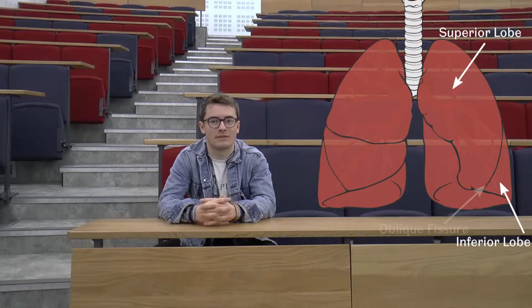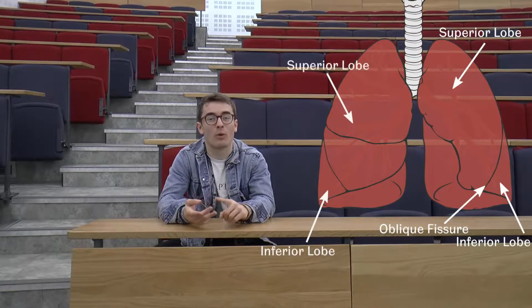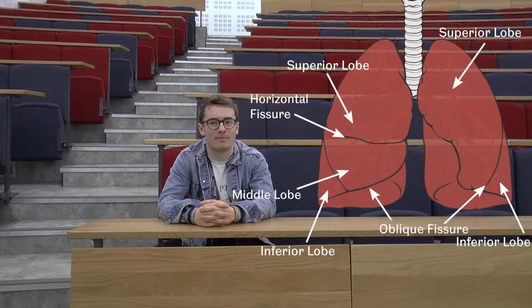So the left lung has two lobes. These are the inferior and superior, and these are divided by the oblique fissure. Whereas the right lung has three lobes, the superior, inferior, but also a middle one, and these are divided by the oblique and horizontal fissure.